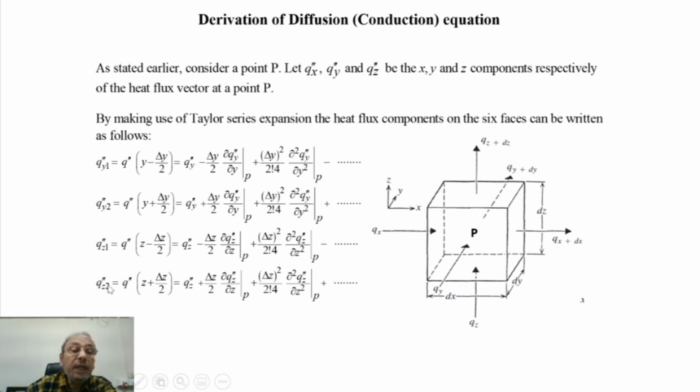Similarly, qz2 double prime, that is the heat flux at the top surface, q double prime at z plus delta z by 2, equals qz double prime plus delta z by 2 into del x of qz double prime plus delta z by 2 squared divided by factorial 2 into del 2 qz double prime by del z2 at point P.